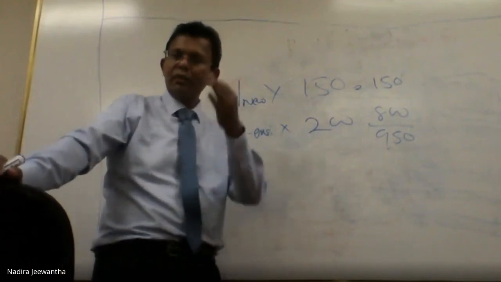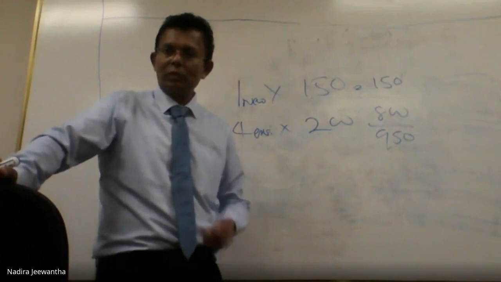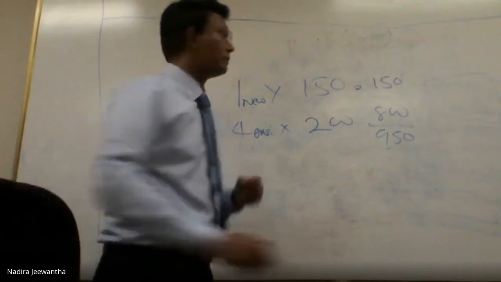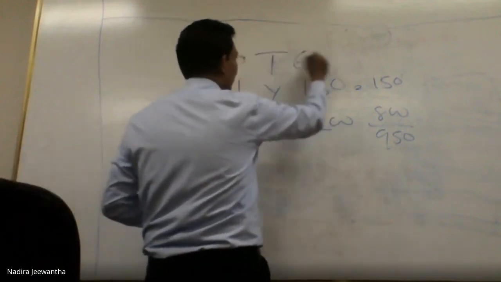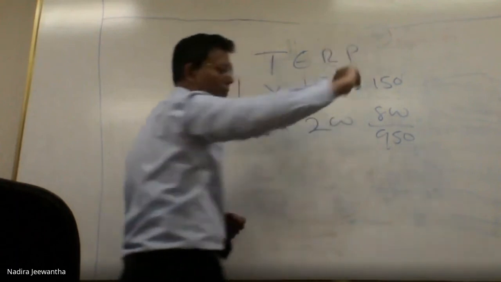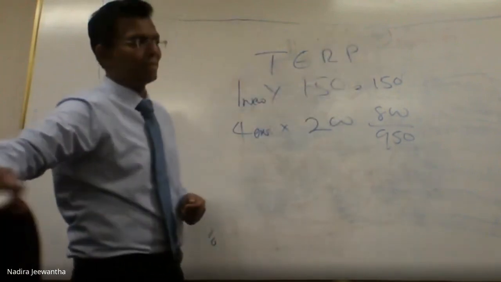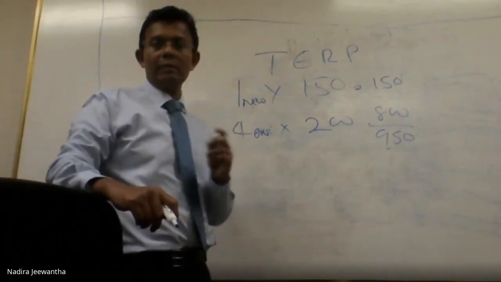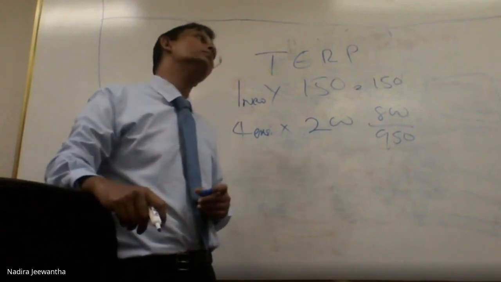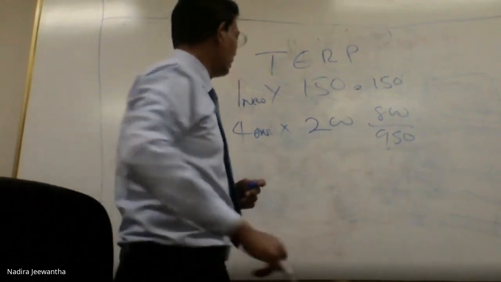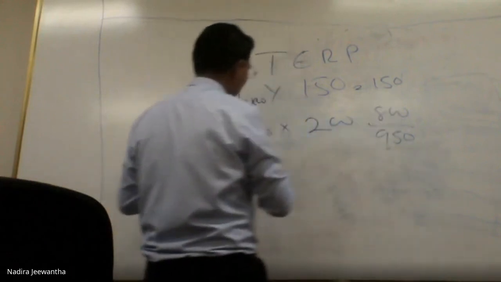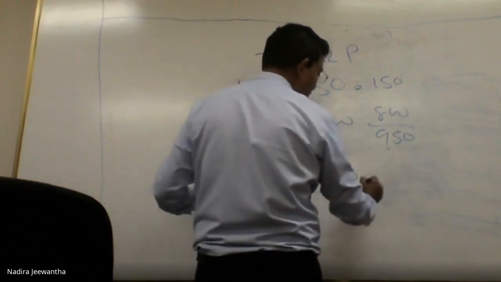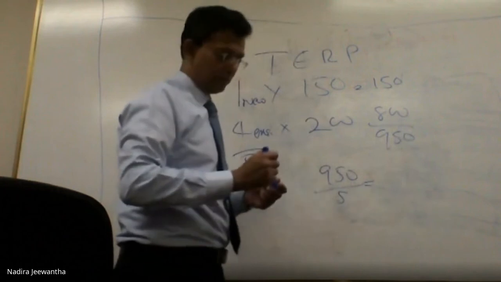So after the right issue, the price we call the theoretical ex-rights price. Theoretical ex-rights price. It has been tested several times. Altogether you have 950. Altogether how many shares? 5. So 950 divided by 5 is your theoretical ex-rights price. How much?